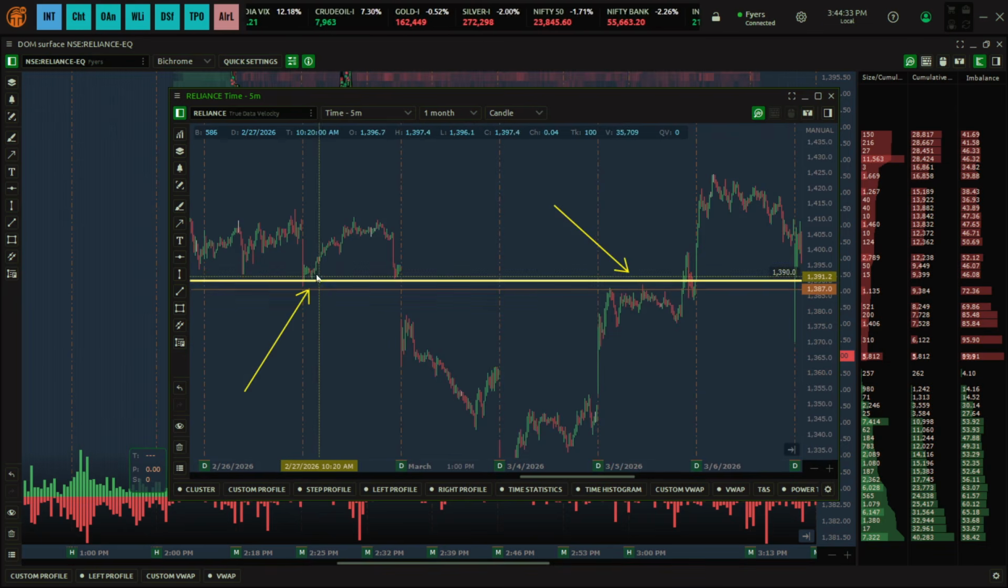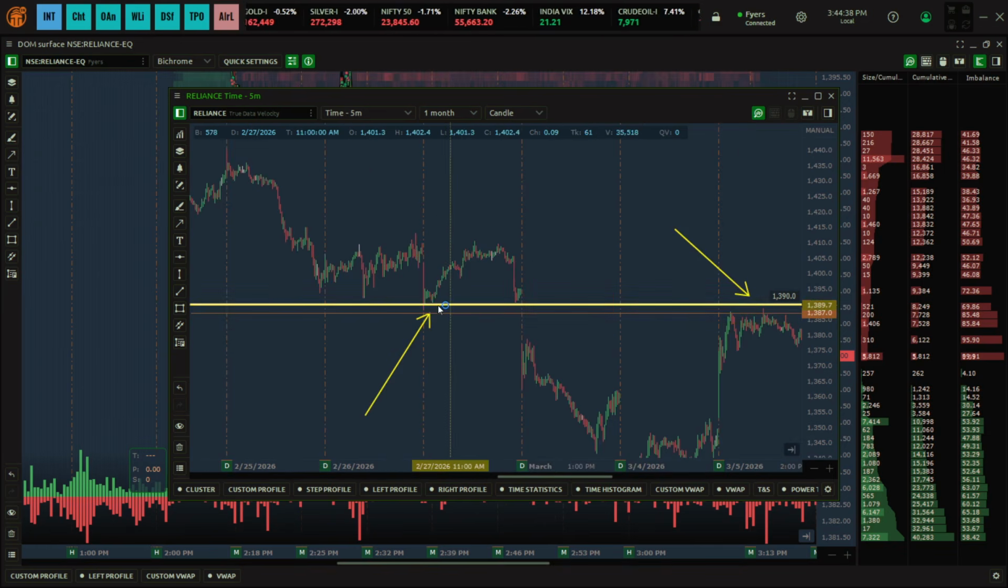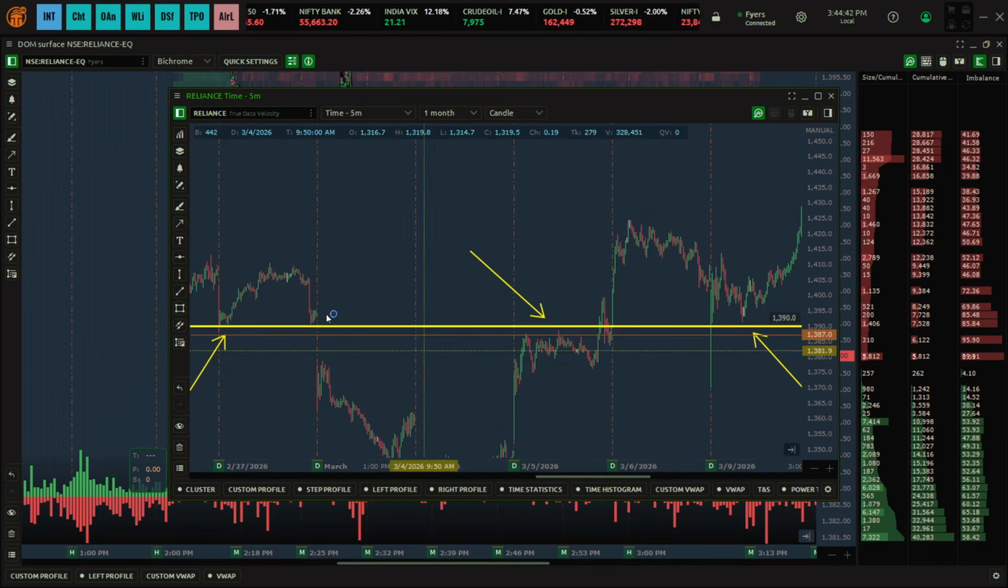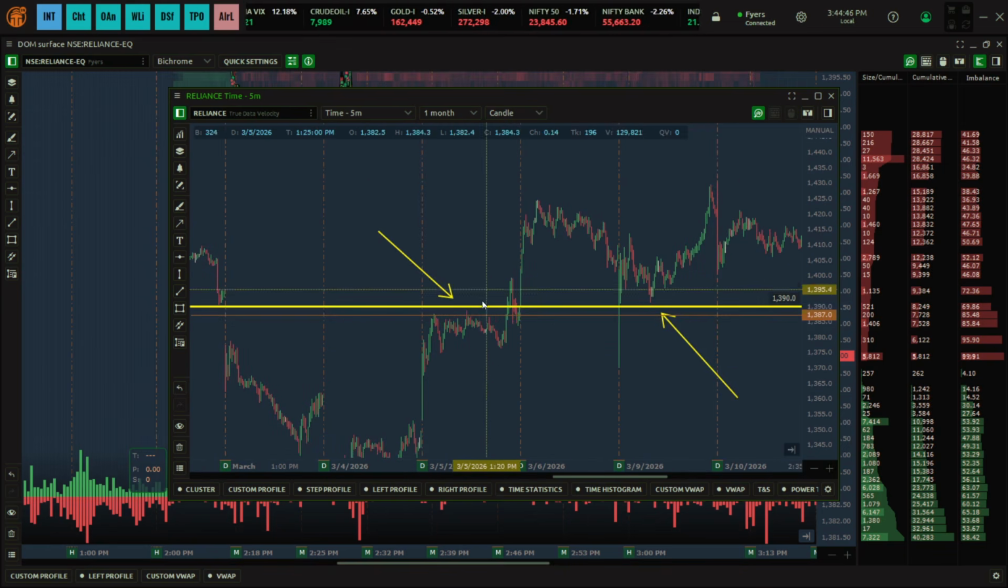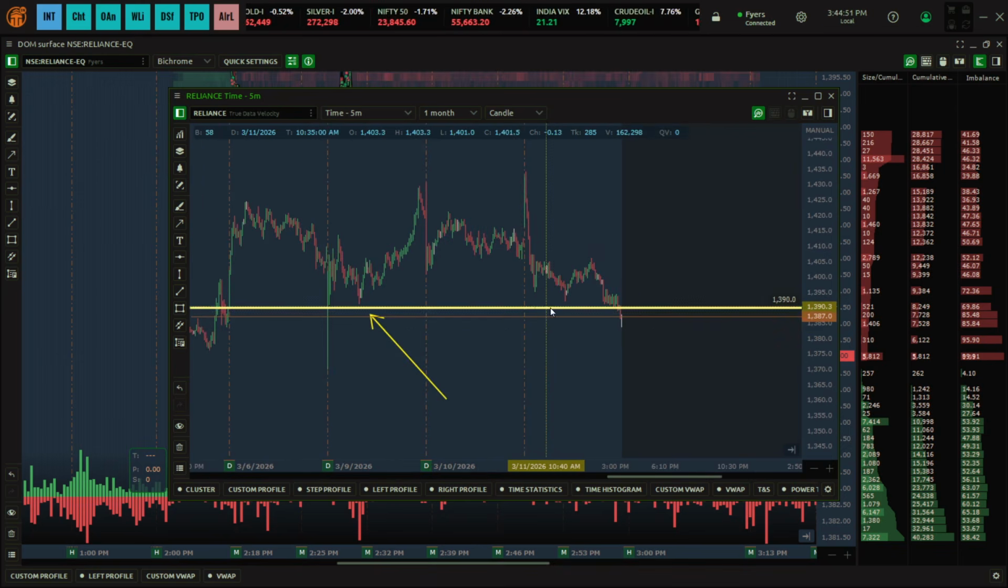This price level acted as a good support here. Okay, so we can see that multiple times price was around this area and it has acted as a support or resistance. If the price was above, it has acted as a support, or if the price was below, it has acted as a resistance. So that is the reason why there was a big limit order sitting here.